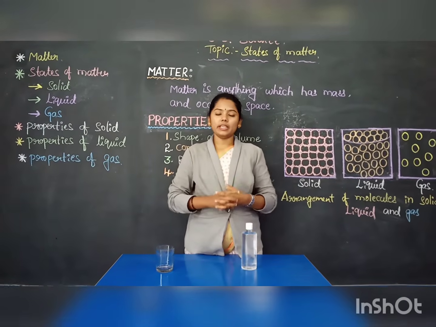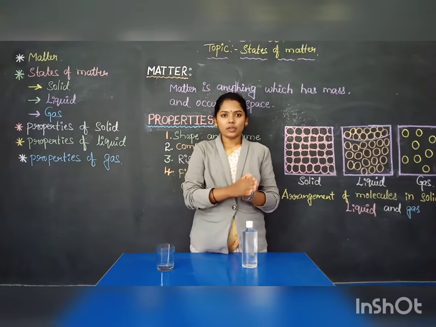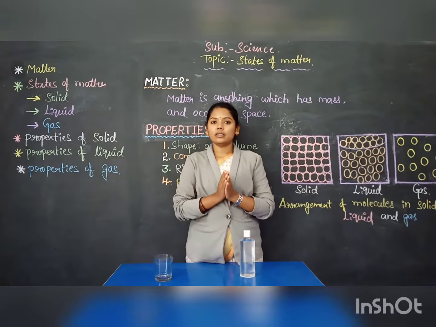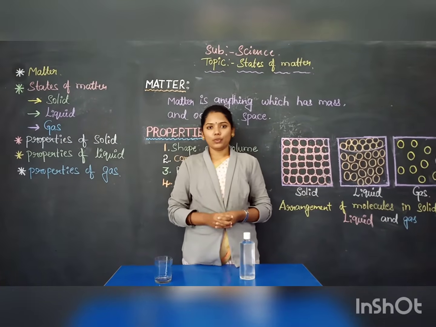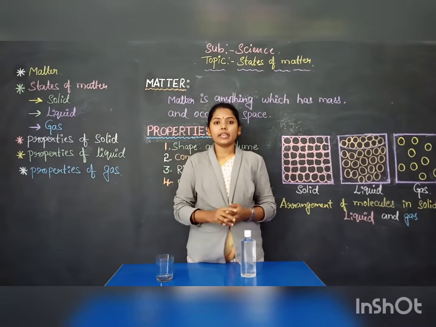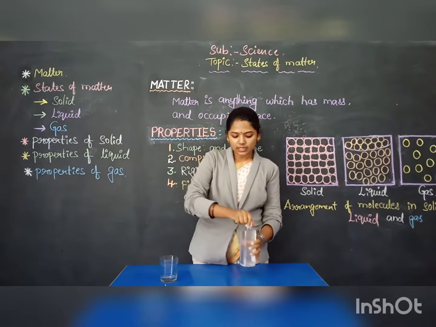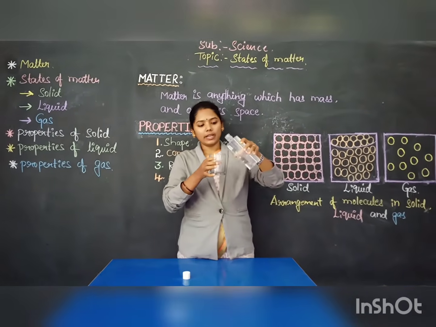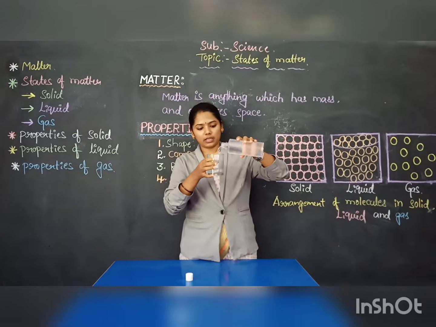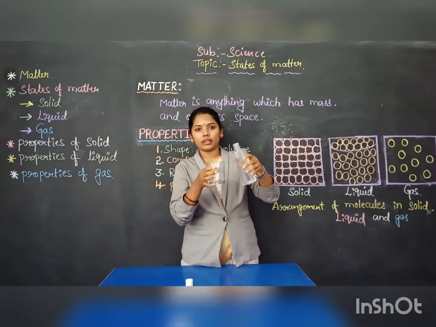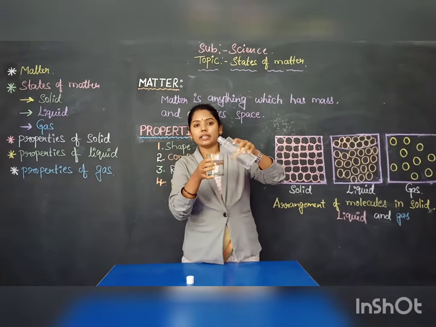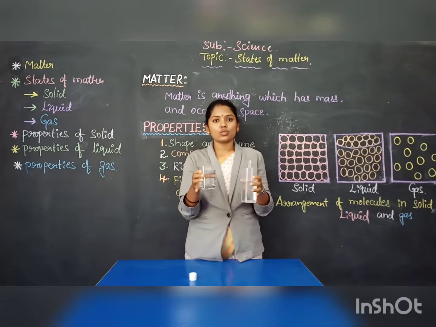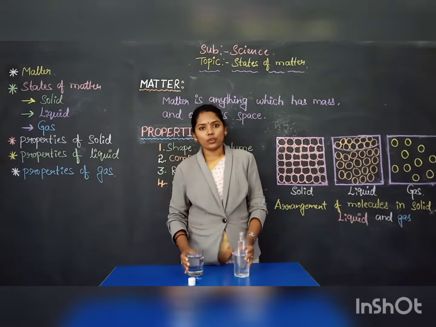The next property is whether water or a liquid is a fluid or rigid. Yes, of course, water or a liquid is a fluid, because fluid means it can easily flow. As you can see here, we have a beaker with water, and I will pour this water into the next beaker. It is easily flowing from one container to another container. So, the liquids are fluids.